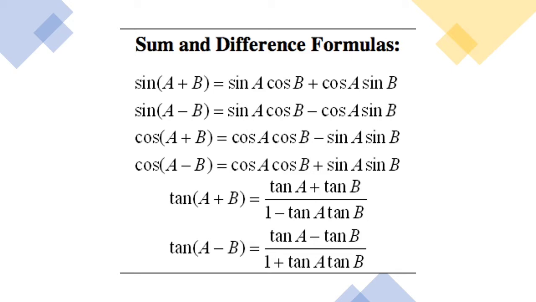And then we have tan A plus B, which is tan A plus tan B over 1 minus tan A times tan B. And then for tan A minus B, it's the exact same thing except the signs flip. Now it's tan A minus tan B divided by 1 plus tan A tan B.